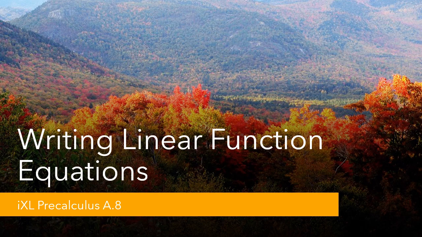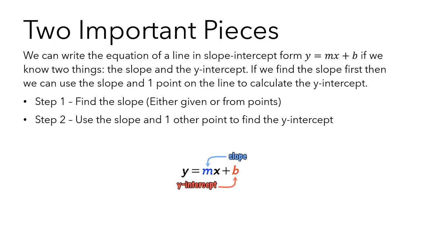Welcome to this video. We're going to be talking about writing linear function equations, and this is aligned with IXL Precalculus A8. So when we write the equation of a line in slope-intercept form, y equals mx plus b, we need to know two things, the slope and the y-intercept. If we can find the slope first, then we can use the slope and one extra point to actually calculate the y-intercept, or b.